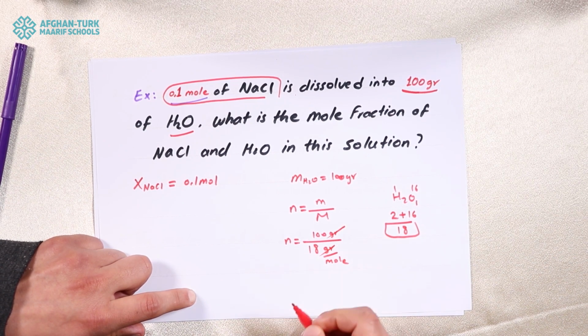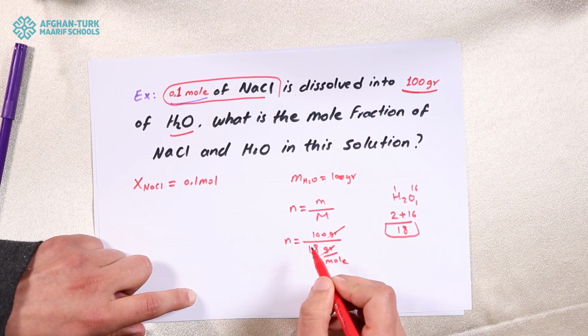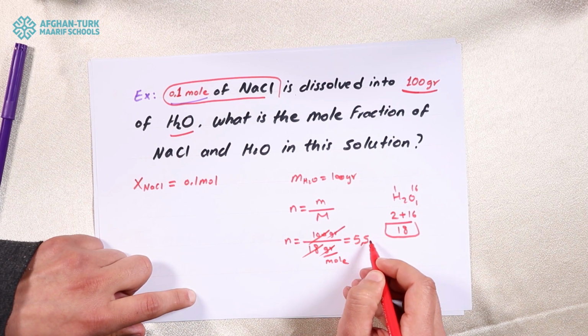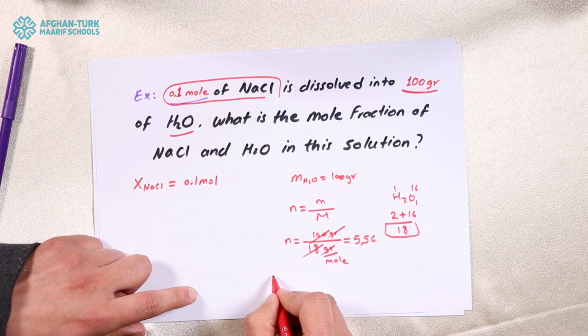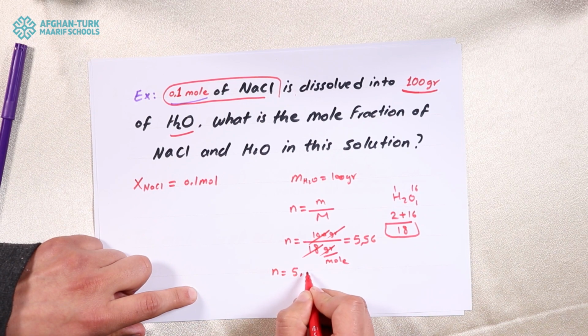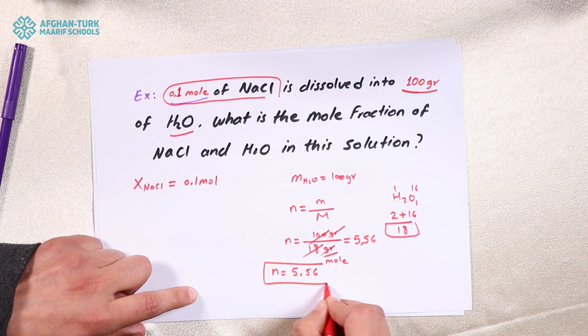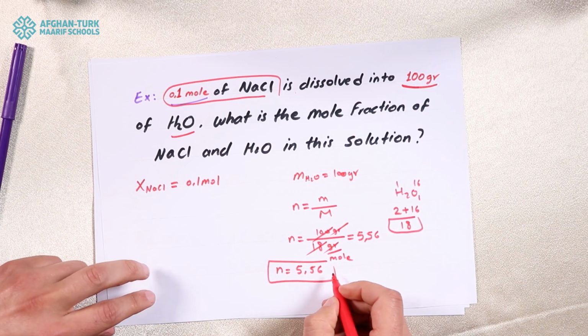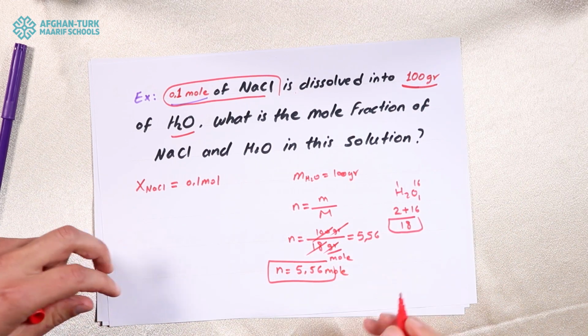We can cancel gram by gram. Also, if you simplify 100 by 18, it will be 5.56. n is equal to 5.56. Okay, now we changed gram to what? To the mole. Here it is mole.